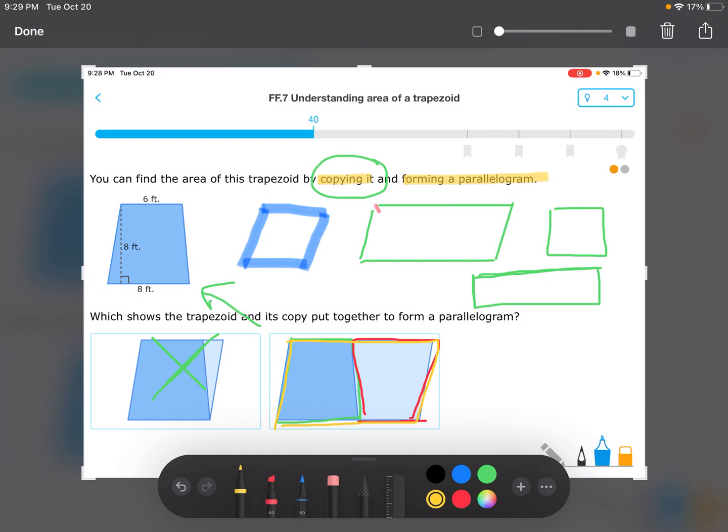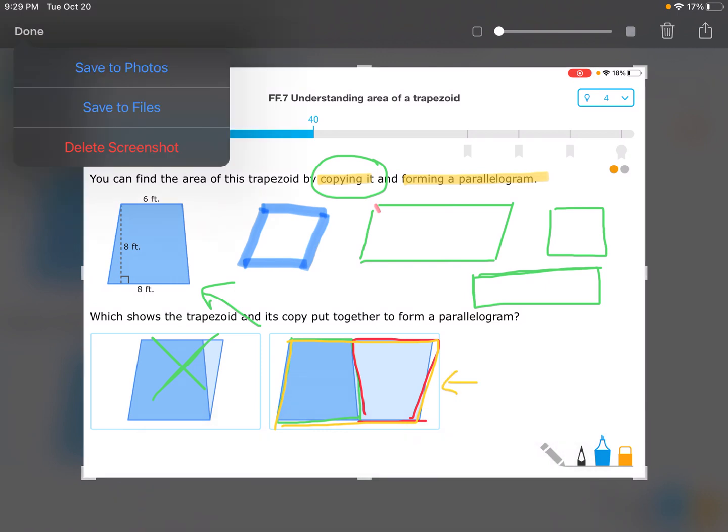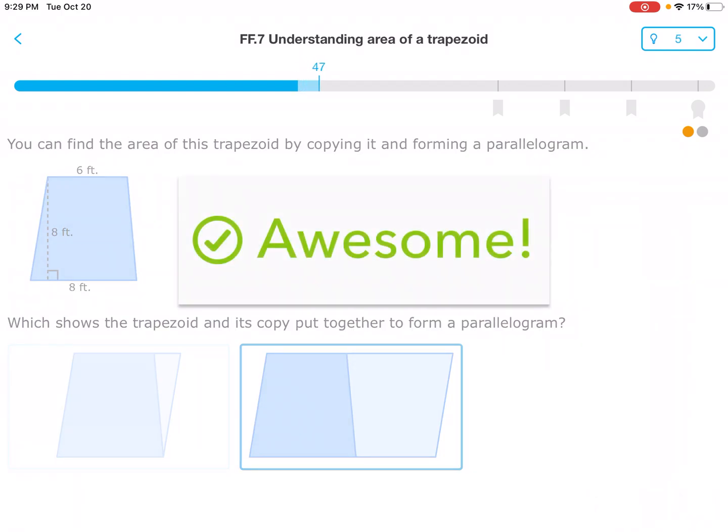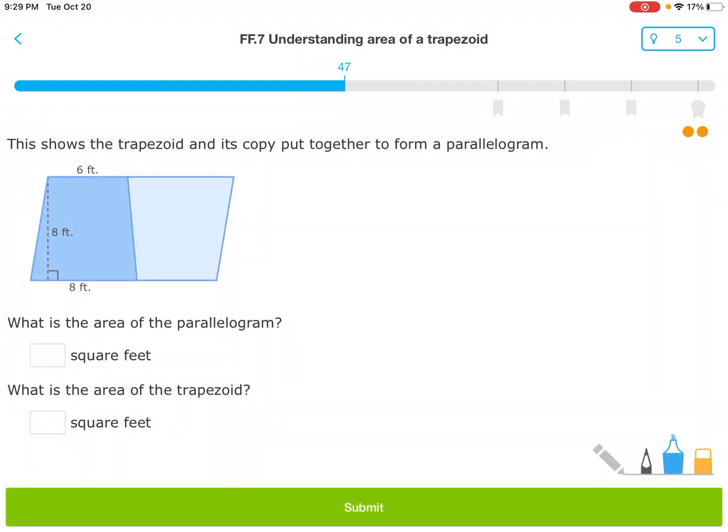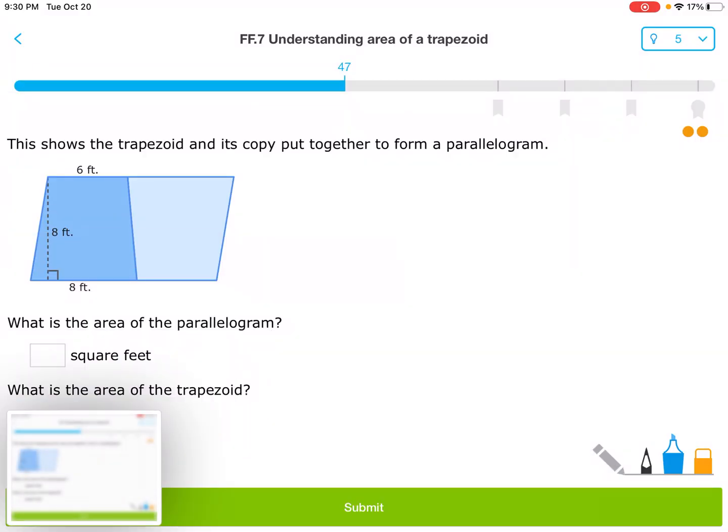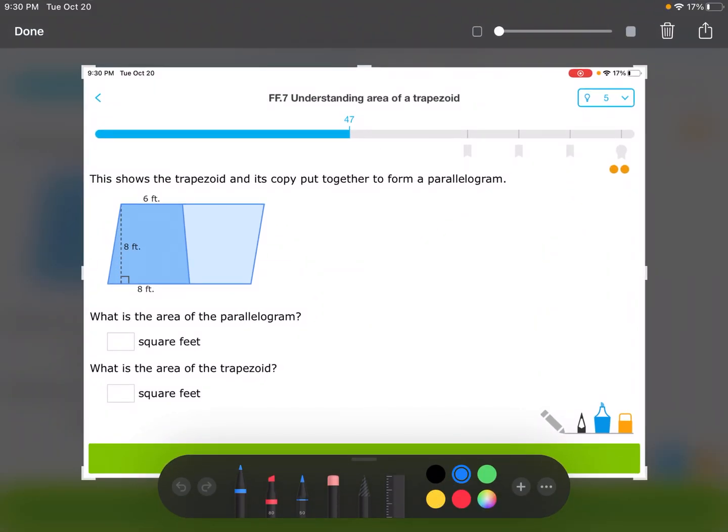Okay? So based on the directions and what they're asking, copying and forming a parallelogram, that is going to be the second option. So now what we need to do is use this figure to find the area of the original trapezoid. So we know that the area of a parallelogram, the formula is area equals base times height.